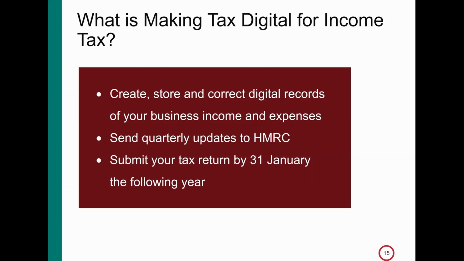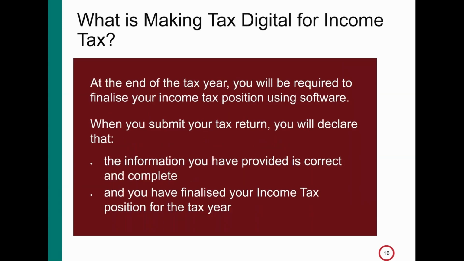At the end of the tax year, you will be required to finalise your income tax position using software. You must send HMRC information on personal income sources that you have, such as savings or dividend income, before you finalise your income tax position. Once you have told HMRC about all of your taxable income for the year, you can submit your tax return. When you submit your tax return, you will declare that the information you have provided is correct and complete, and you have finalised your income tax position for the tax year.